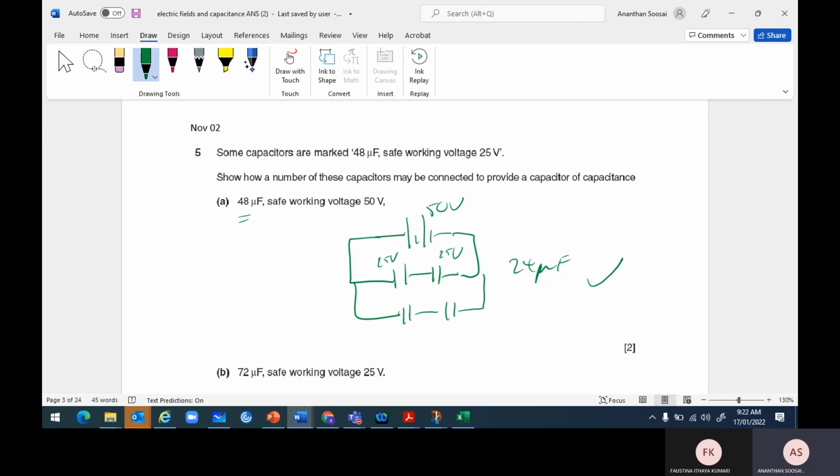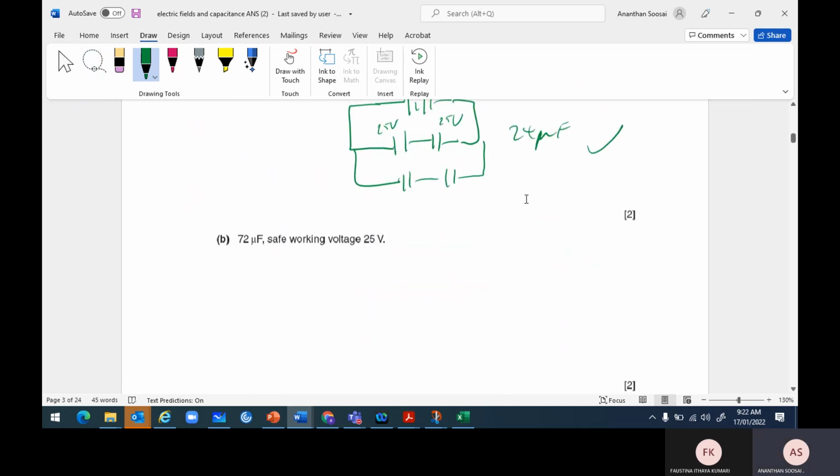Power supply is 27. No, it won't, right? It'll be less than. Yeah, you got 25 volt, right? Okay, so in this case, the power supply is how much? Power supply is 25 volt. So how should the arrangement be to get 72 microfarad?